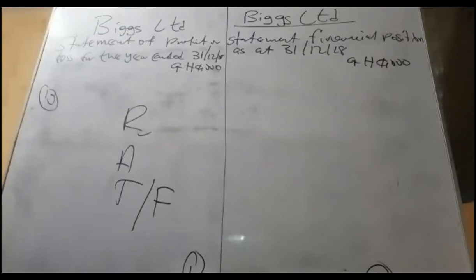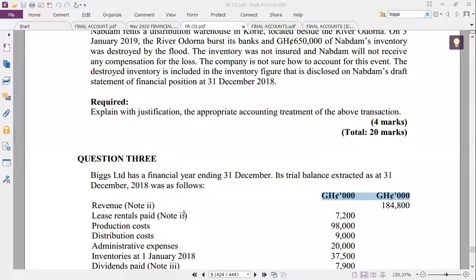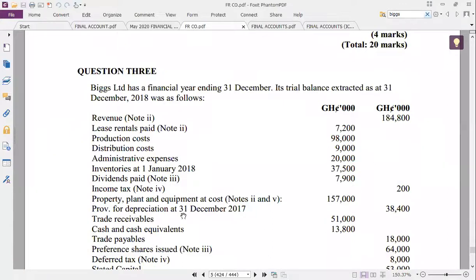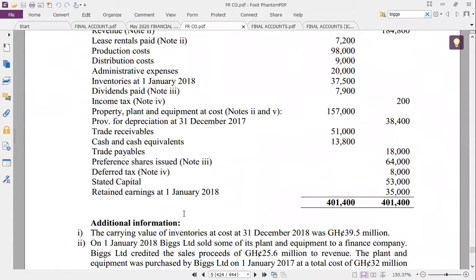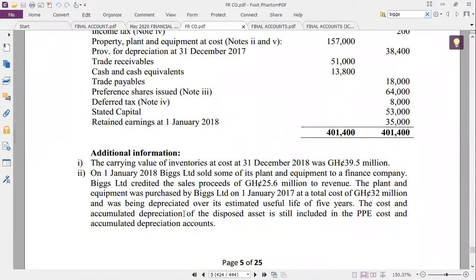You've gone through it already. I just came through to familiarize ourselves. So note one talks about the current value of inventories at cost at 31st December 2018, which was what? 39.5 million. That will go to cost of sales calculation. Great. And in the financial position, as what? Current assets.